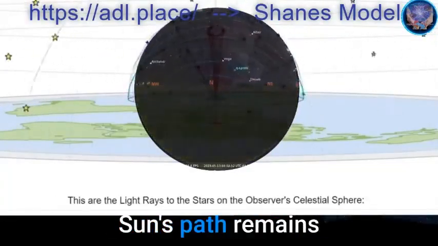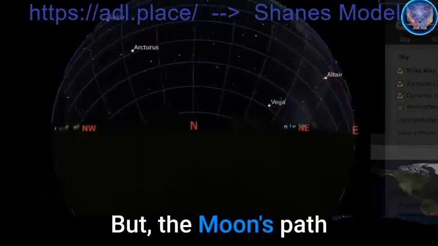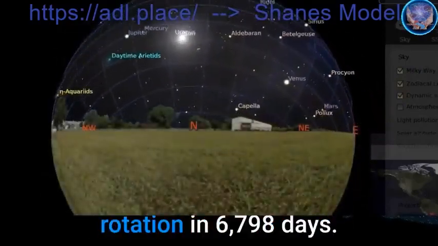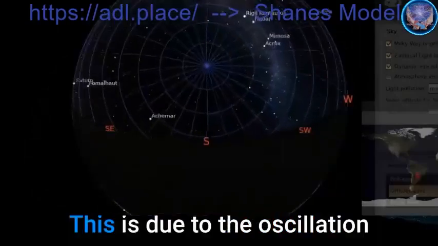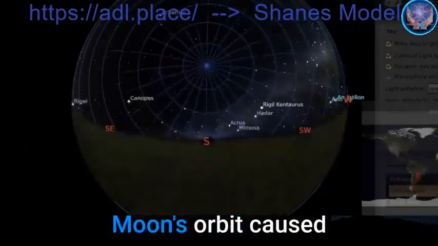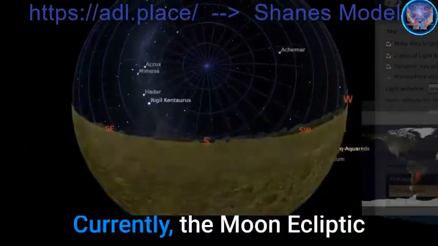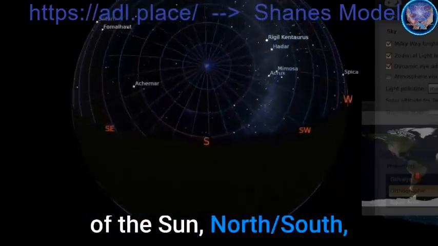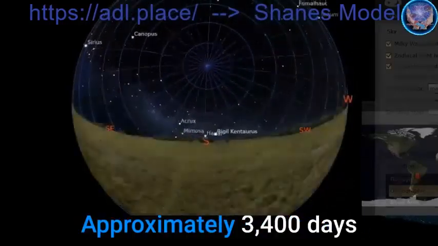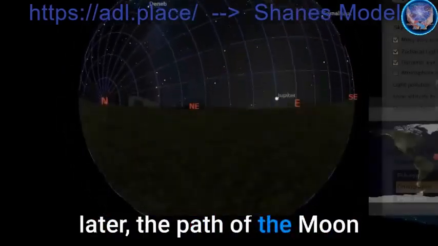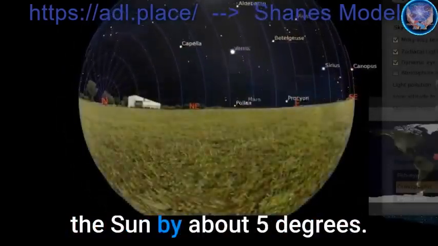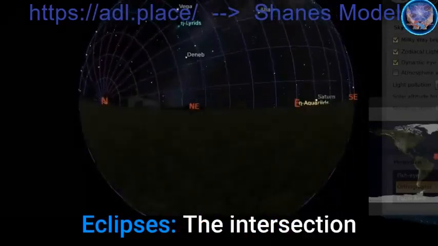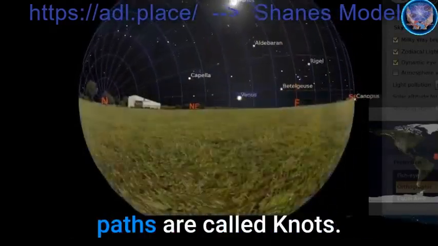Retrograde motion of the moon's track. The sun's path remains fixed on the dome grid, but the moon's path slowly rotates retrograde against the dome grid and rotates one full rotation in 698 days. This is due to the oscillation and intersection of the moon's orbit caused by the distant sun. Currently, the moon ecliptic is such that the path of the moon extends the path of the sun north-south by about 5 degrees. Approximately 400 days later, the path of the moon moves inside the path of the sun by about 5 degrees. This observation was translated into a planar model. Eclipses. The intersection points of the sun and moon paths are called knots.